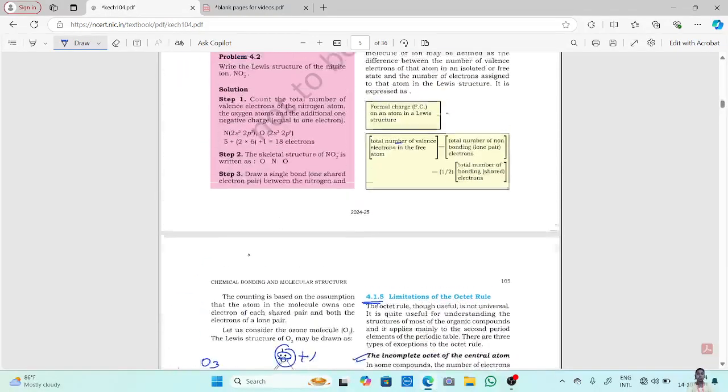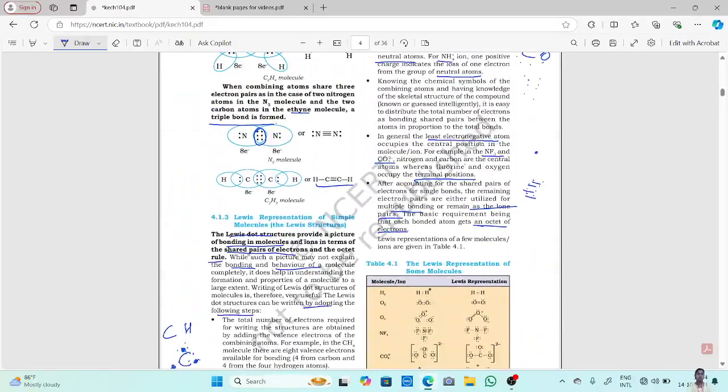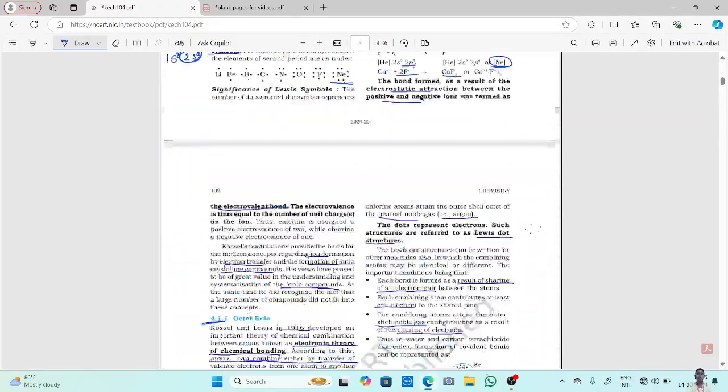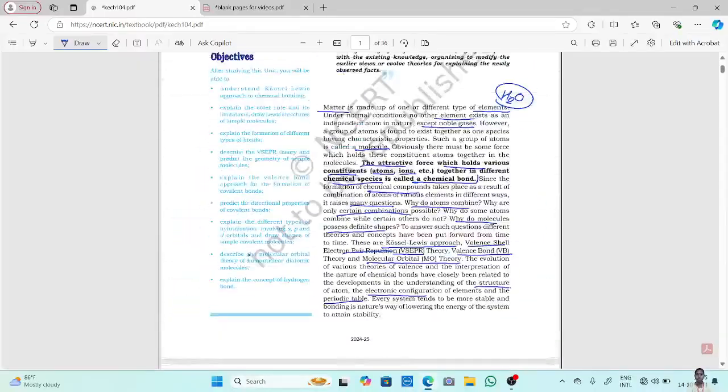So in today's part, we have seen the Kössel-Lewis approaches, their drawbacks, the octet rule, and the drawbacks of the octet rule.